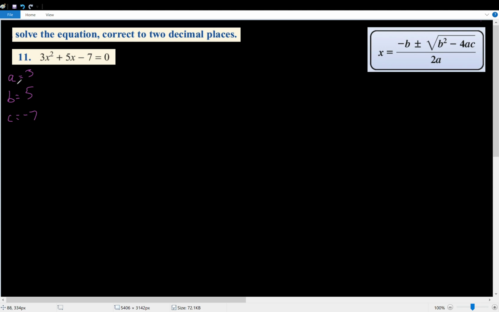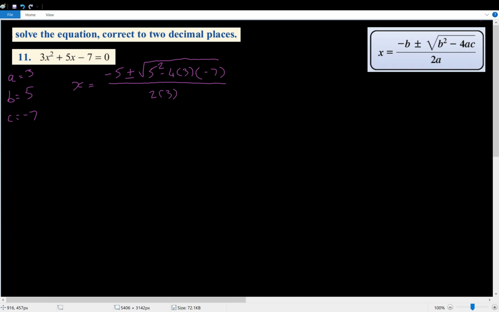So now we have to substitute these values for a, b, and c into our formula. We're going to get x is equal to minus b, which in this case is minus 5, plus or minus the square root of b squared, which is 5 squared, minus 4 times a, which in this case is 3, times c, which in this case is minus 7, and that's all going to be over 2 times a, which is 2 times 3.